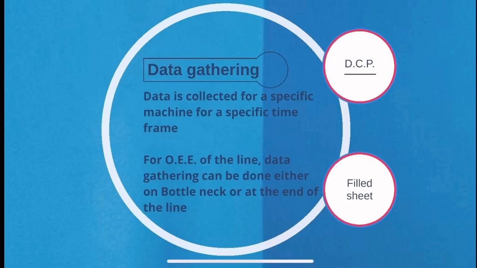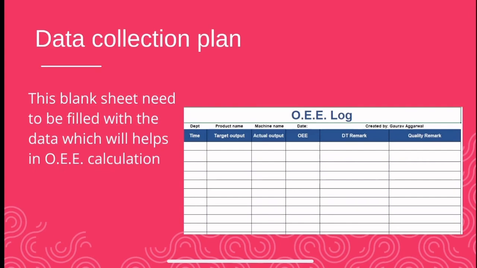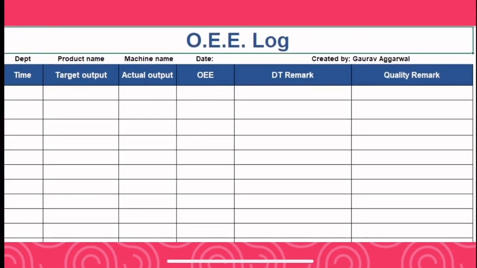Now I will show you how that data collection sheet looks. When we aim to analyze OEE of a specific machine or the line, we put this OEE log sheet on that specific machine or bottleneck of the line or at the end of the line. In this OEE log sheet, we can see that there is a department which needs to be mentioned, product name, what is the product which is running, what is the line name or the machine name, date, and who is filling this sheet. I have given my name, and then we have to fill in the time.